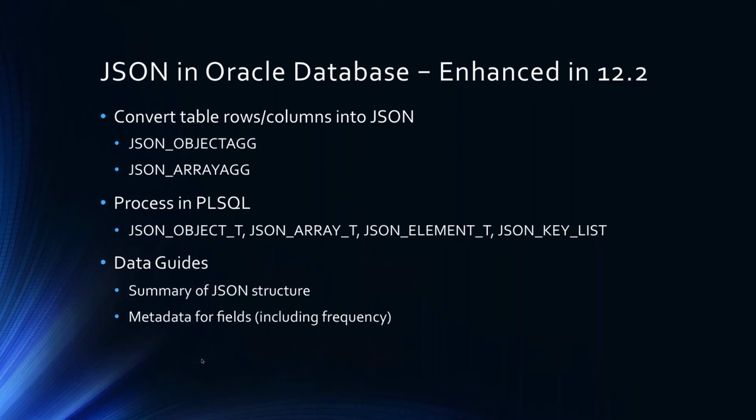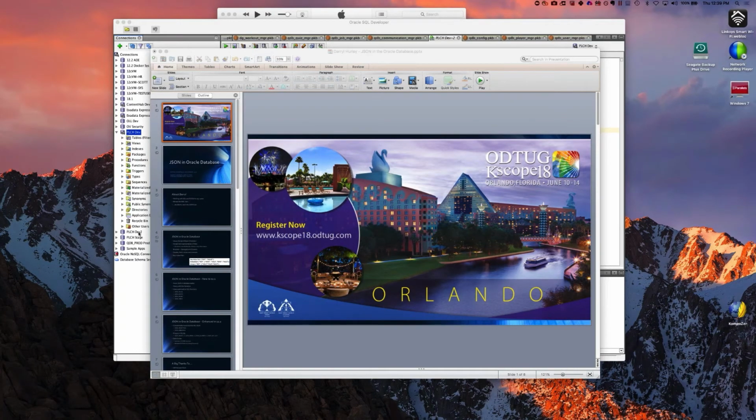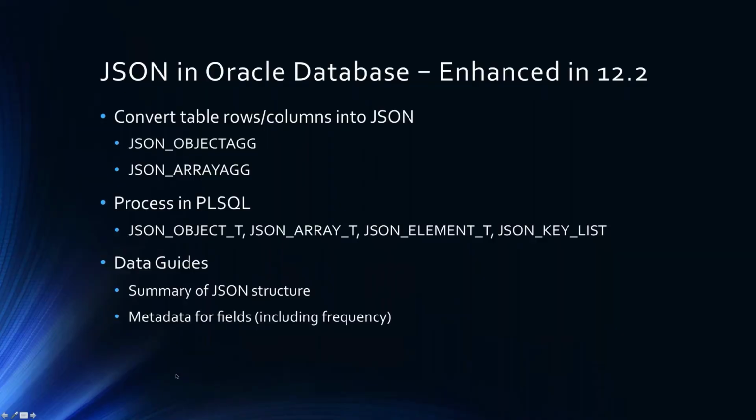It introduced objects: JSON_OBJECT_T, JSON_ARRAY_T, JSON_ELEMENT_T, and JSON_KEY_LIST. And this is how we know JSON has truly hit the big time: JSON has its own DBMS_JSON package in Oracle now. And last but not least, Data Guide is introduced, which allows you to get a guide to what's actually in your JSON data and even see how frequently certain elements occur.